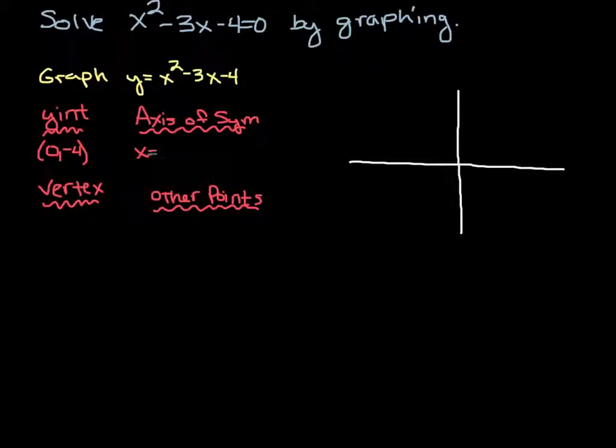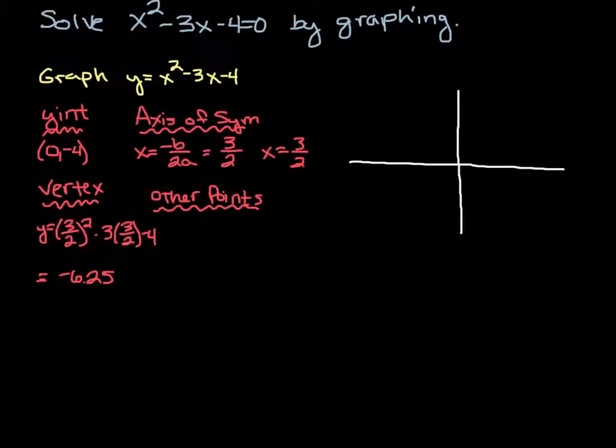The axis of symmetry is when x equals negative b over 2a, which in this case, our b is negative 3, so the negative of negative 3 is just 3. So our axis of symmetry is x equals 3 halves. Our vertex, we're going to take our x value from the axis of symmetry, plug it into the equation above, and then simplify. So we're going to plug 3 halves into the equation and then simplify, and we're going to get negative 6.25, which is equal to negative 25 over 4. So our vertex is (3 halves, negative 25 over 4).